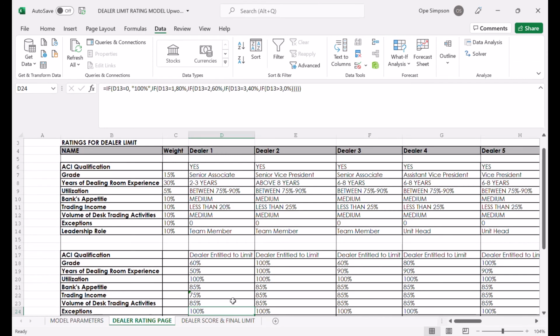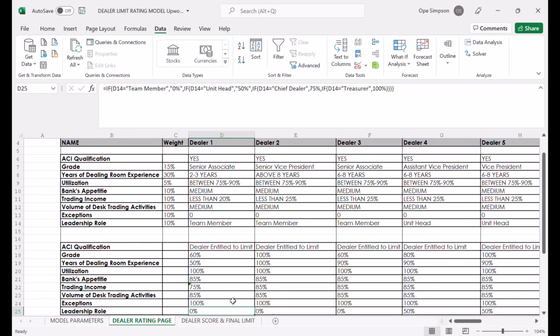And then we move on to exceptions. Basically, if an individual has 0 exceptions, he's allocated 100% of this parameter. 80% is allocated if he has 1 exception, 60% if he has 2 exceptions, 40% if he has 3 exceptions, and any exception limits above 3, he gets allocated 0% of this parameter.